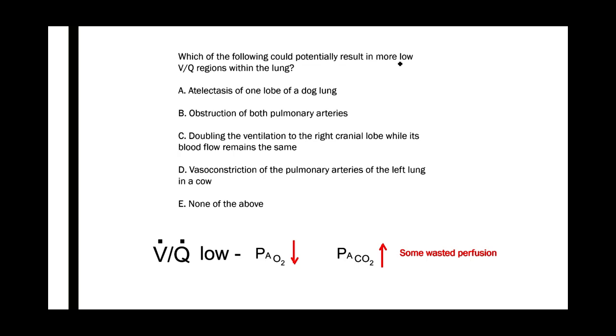Okay, which of the following could potentially result in more low VQ regions within the lung? So I included this part of the previous slide. You're going to have some wasted perfusion. So you're already thinking that something is going to affect the ventilation aspect. Obstructing arteries is going to affect perfusion, not ventilation. Doubling the ventilation definitely would not decrease the ratio. Vasoconstriction of the arteries would affect perfusion, but atelectasis, and atelectasis just means collapsed lung, will definitely decrease ventilation, which would decrease the ratio.